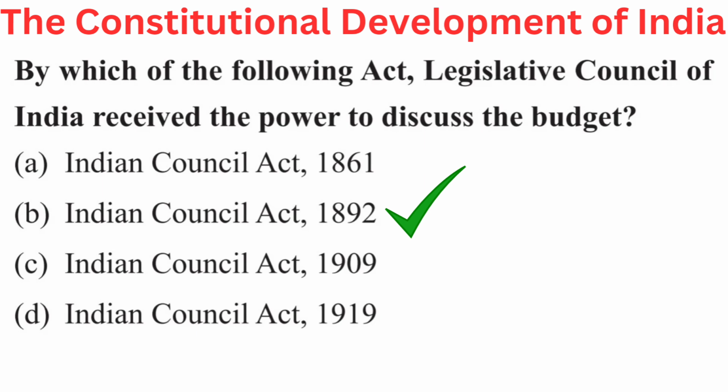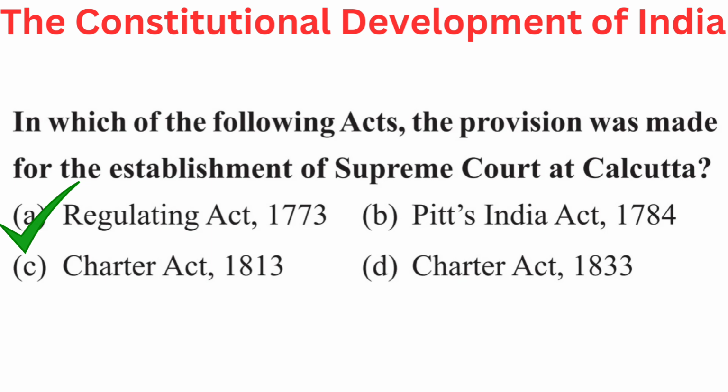Indian Council Act 1892. Your question is, in which of the following acts was the provision made for the establishment of the Supreme Court at Calcutta? Your options are A. Regulating Act 1773, B. Pitt's India Act 1784, C. Charter Act 1813, or D. Charter Act 1833. Right answer is A.